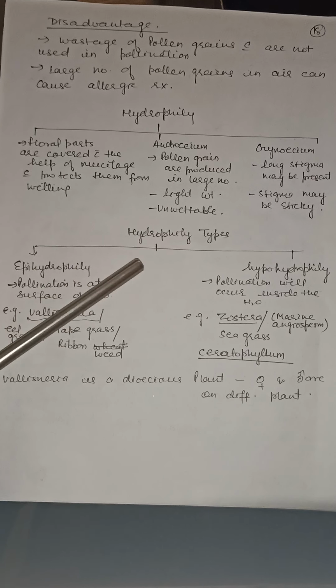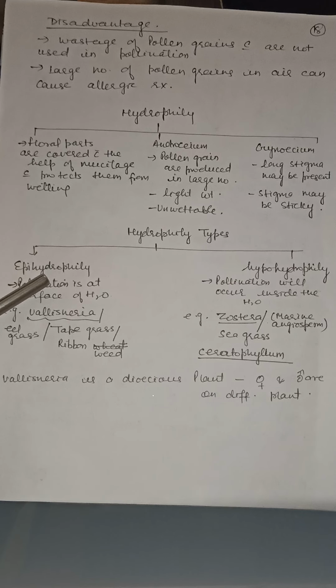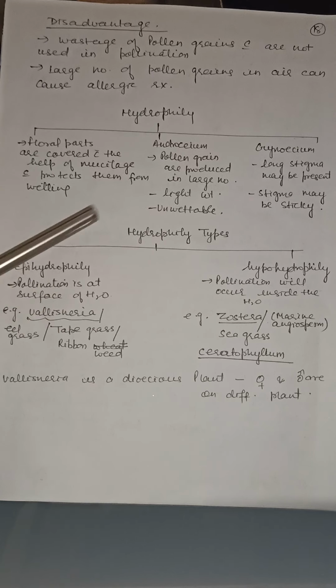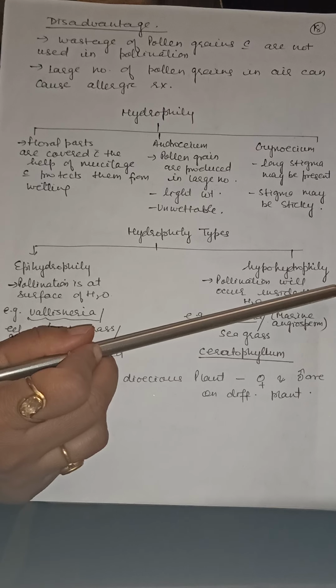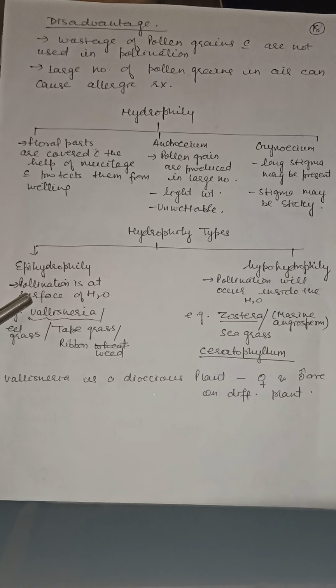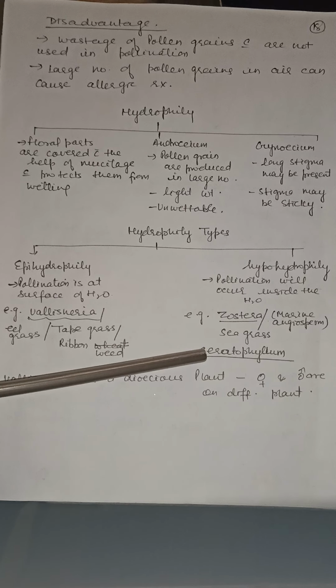Now, hydrophily is of two types, epihydrophily and hypohydrophily. Epihydrophily is pollination by water at the surface of water. And when it is below the surface of water, inside the water, then it is known as hypohydrophily. Epihydrophily is present in Vallisneria, which is also commonly known as tape grass, eel grass or ribbon weed. And hypohydrophily occurs in Zostera, that is seagrass, and Ceratophyllum.